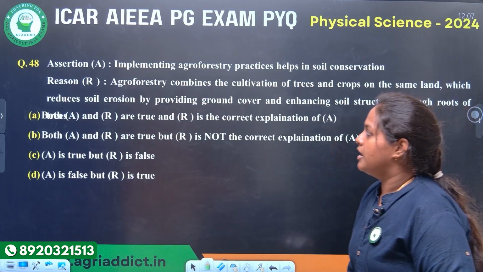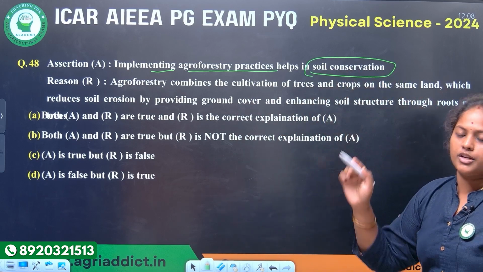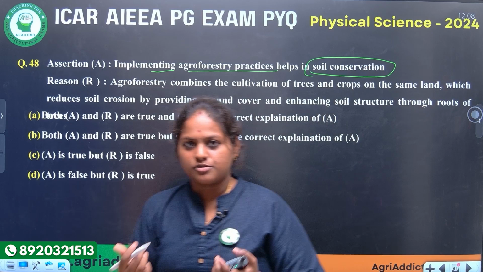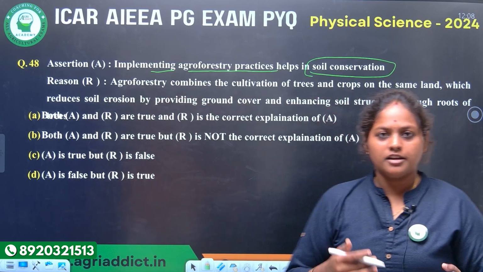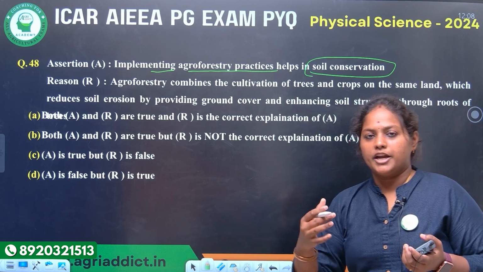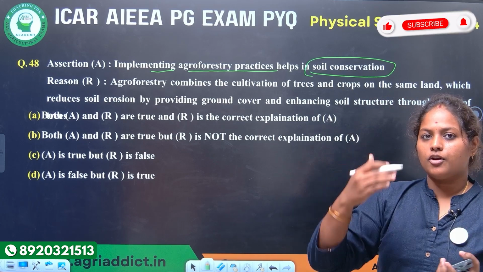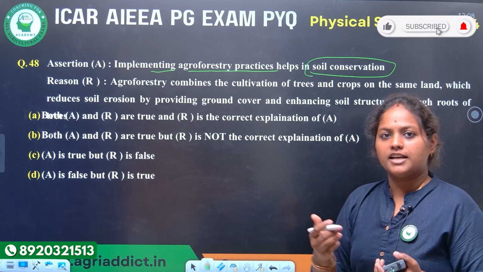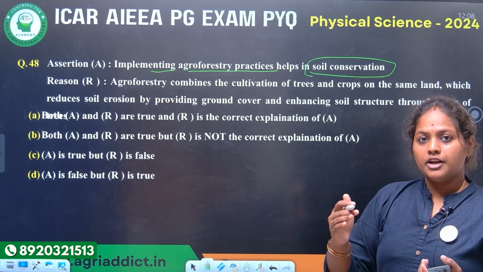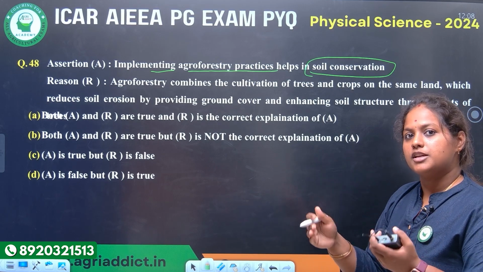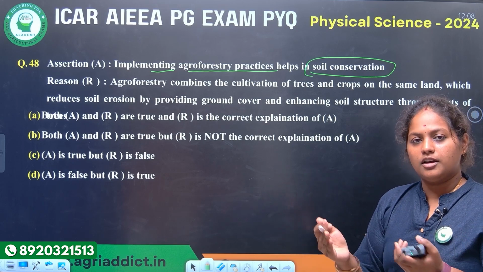Question number 48. Assertion: implementing agroforestry practices helps in soil conservation. True. What is agroforestry? Where we plant forest species, forest trees, in addition to the regular agricultural crops. It will aid in soil conservation because the trees will bind the soil particles together and maintain good structure of soil, and the litter fall from the tree will also act as a soil mulch and add nutrients to the soil, helps in temperature regulation, and also cuts down solar radiation and aids in moisture conservation too. These many benefits agroforestry gives in addition to food, fuel and fodder supply.